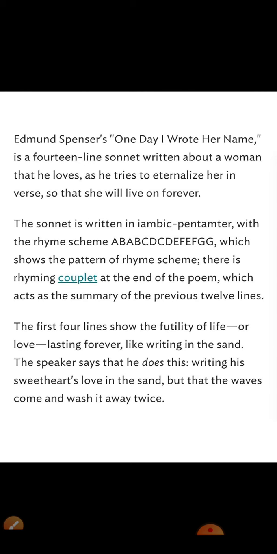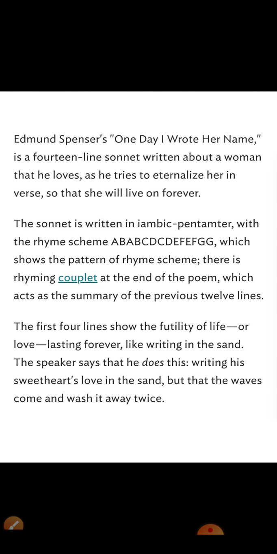Edmund Spenser's "One Day I Wrote Her Name" is a 14-line sonnet written about a woman that he loves. The sonnet is written in iambic pentameter with the rhyming scheme ABAB, CDCD, EFEF, GG, which shows the pattern of the rhyme. There is a rhyming couplet at the end which acts as the summary of the previous 12 lines.